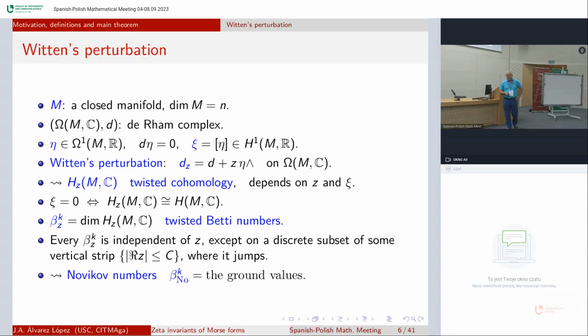This twisted cohomology depends on the parameter zeta and the class psi. And the class vanishes if and only if the twisted cohomology is isomorphic.